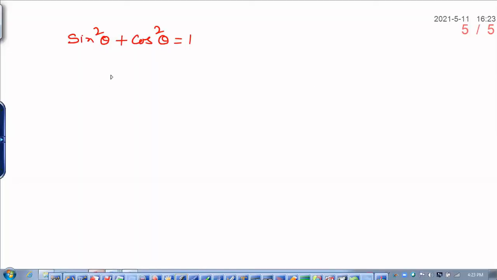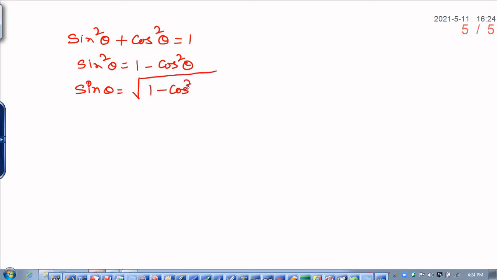Sine square theta plus cos square theta is equal to 1. From this, we get sine square theta is equal to 1 minus cos square theta. So we have transposed cos square theta to the RHS. Further we can write sine theta is equal to under root of 1 minus cos square theta.